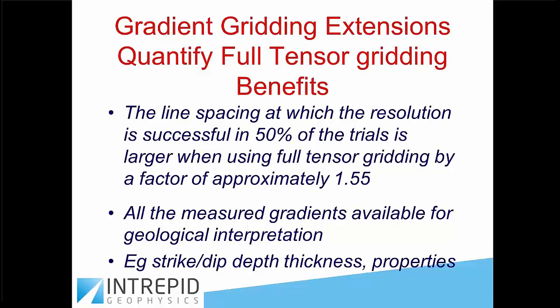All the measured gradients, if they're transferred from the line data into the grid, then become available for geological interpretation, such as if you wish to estimate strike or depth or tilt, thicknesses and density contrasts across a fault. By having more of the measured signal carry through to the gridded stage, you should insist that the signal that you've paid for the survey makes its way right through to the point where there's an interpretation capability of using all of the measured gradients.